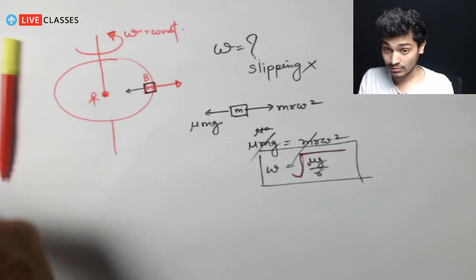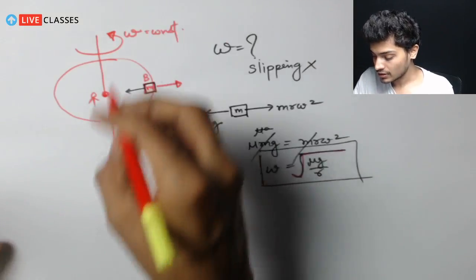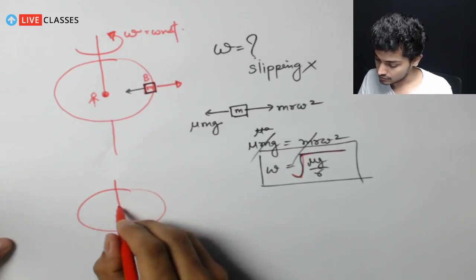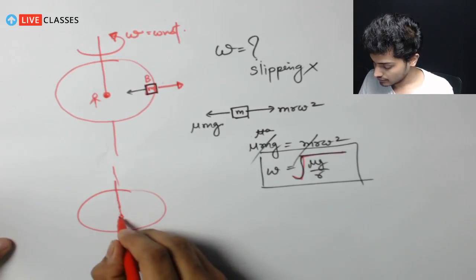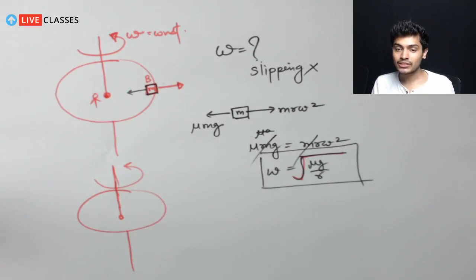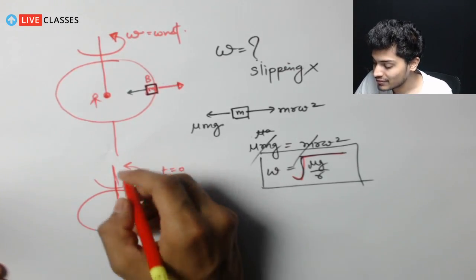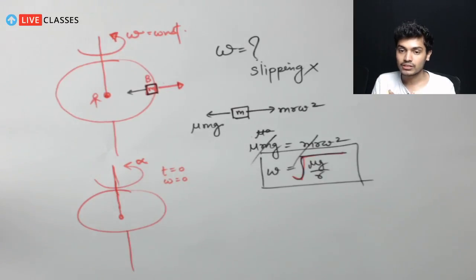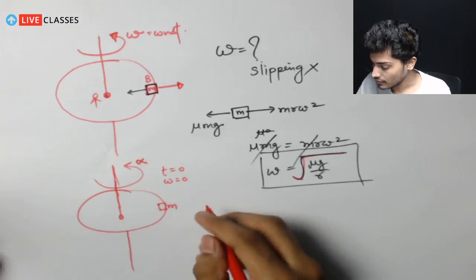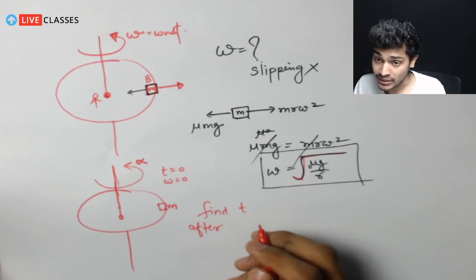Now there is one more similar kind of problem in which, instead of constant omega, we have given some angular acceleration alpha. Then how will we apply the concept in that case? Here omega was given as constant, but now at t equal to 0 omega is equal to 0 and we have given some angular acceleration with which the disk is rotating. Now in this case we have to find the time t after which slipping will take place.